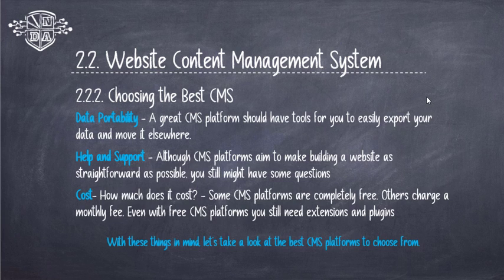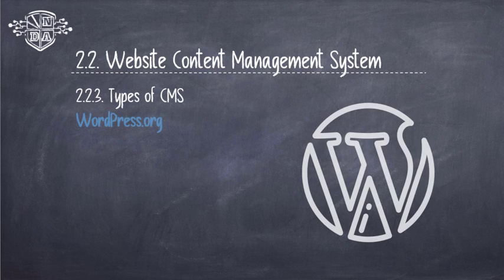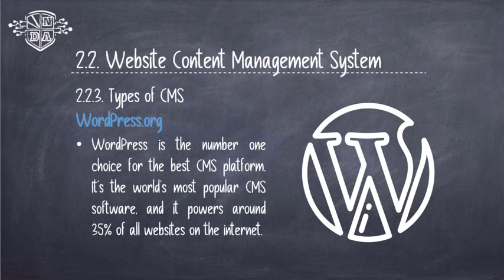Now let's take a look at the best CMS platforms to choose from. And we're going to look at one of the CMS platforms, and that is WordPress. So one of the popular open source CMS available out there is WordPress. Usually WordPress.org, and it's .org because there's a different WordPress.com. That's a different service altogether, and it's not a CMS. So to prevent confusing the two, it's usually called WordPress.org. And WordPress is the number one choice for the best CMS platform. It's number one for a reason.